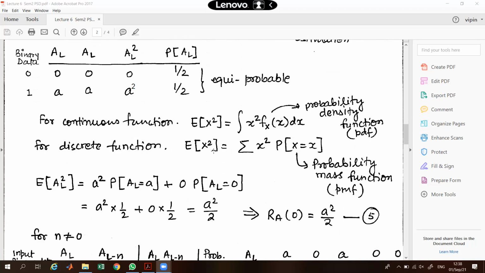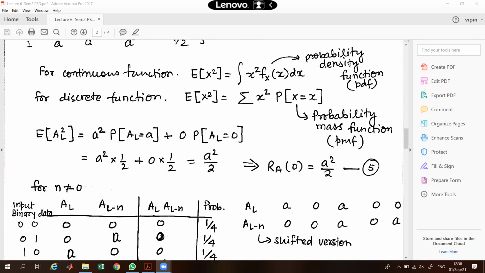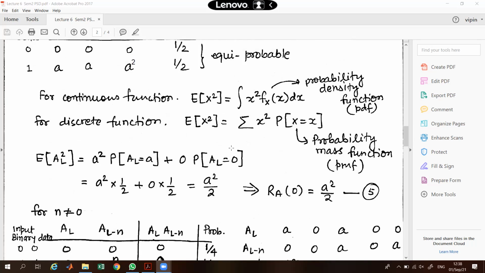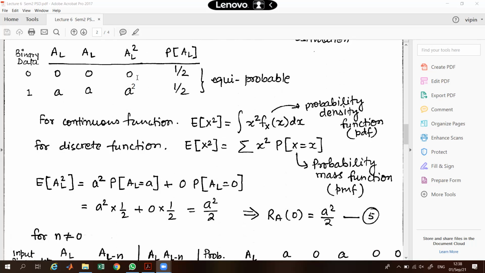For a discrete function, we calculate expectation by using summation of x square times P(X equals x), where P is the probability mass function. You might have done this in your mathematics also. So the expected value of A_n square will be A square times P(A_n equals A) plus 0 times P(A_n equals 0). Both these conditions are used here.